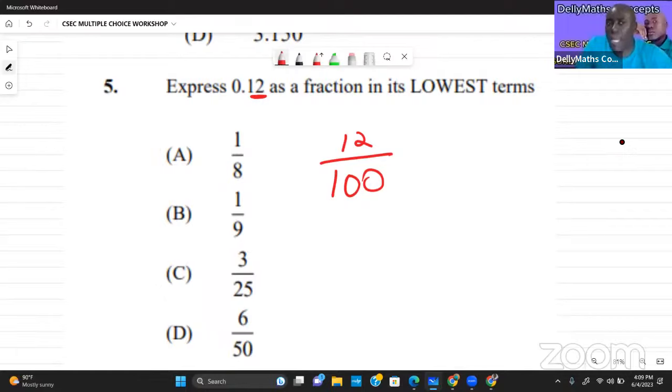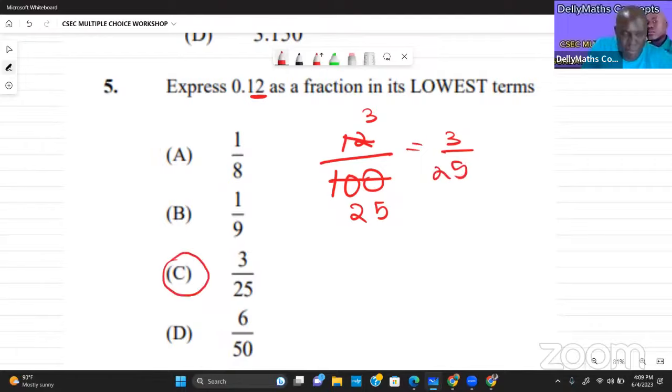Now, if that is not there, you want to cancel down, all right? So let us say we use 4. 4 into 12 is 3. 4 into 100 is 25 times. So the response I'm looking for is 3 over 25. So the answer is C. All right, so we're getting there.